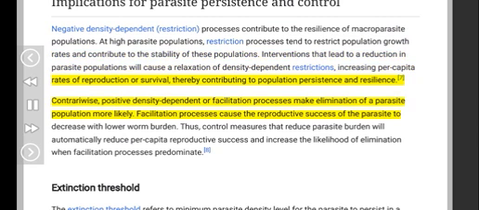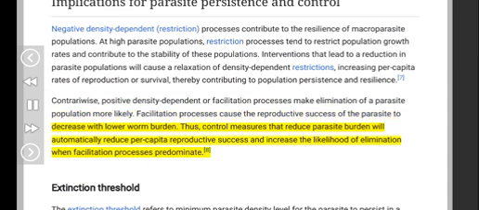7. Contrariwise, positive density-dependent or facilitation processes make elimination of a parasite population more likely. Facilitation processes cause the reproductive success of the parasite to decrease with lower worm burden. Thus, control measures that reduce parasite burden will automatically reduce per capita reproductive success and increase the likelihood of elimination when facilitation processes predominate.